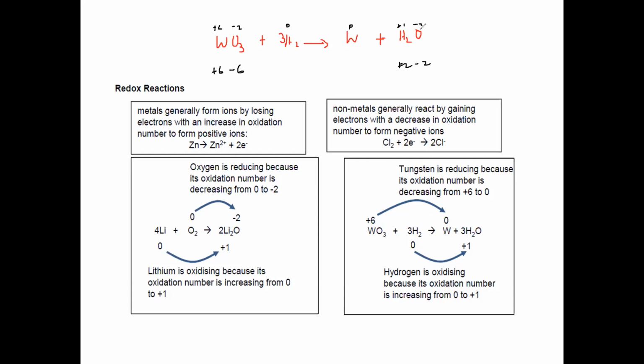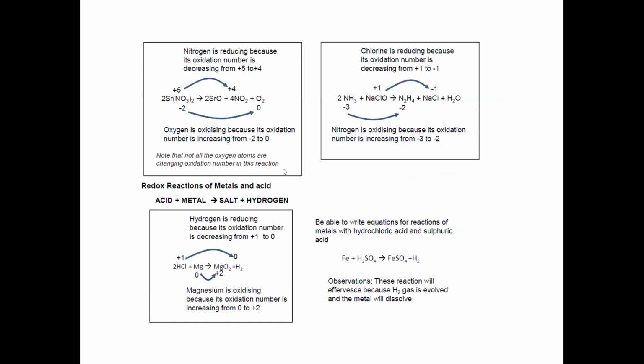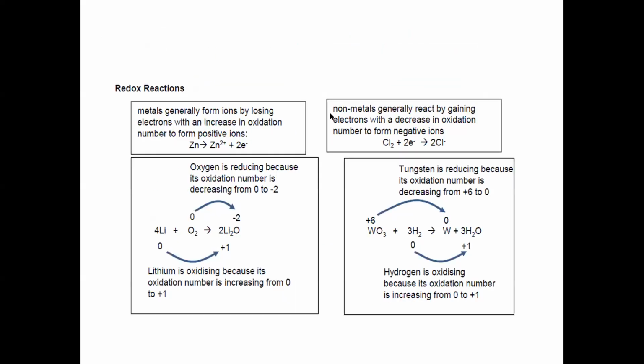But we write for individual. For tungsten, +6 changes to 0. If +6 becomes 0, it means a decrease, and a decrease in oxidation number we call reduction. For hydrogen, 0 becomes +1. So hydrogen goes from 0 to +1, an increase in oxidation number, and we call that oxidation. Is it clear? Then different examples are there.